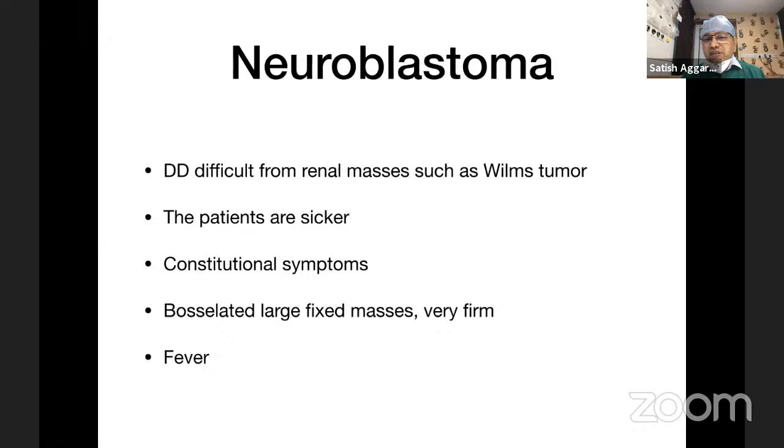Unlike Wilms tumor, where the mother will say, I've noticed this mass this morning, with the neuroblastoma patient, the parents will say, well, this child is not well for the last several weeks. Sometimes he develops fever, he doesn't eat well, he is very irritable, he is not gaining weight, rather he is losing weight. And sometimes he says there is a pain in the limb, sometimes there is pain in the back. So he's generally not well, and I can feel some fullness in his tummy. So they have constitutional symptoms. And when you put your hand on the abdomen, you immediately get a feel of a very, very firm, very irregular, bossulated surface, fixed masses, and they may have fever.